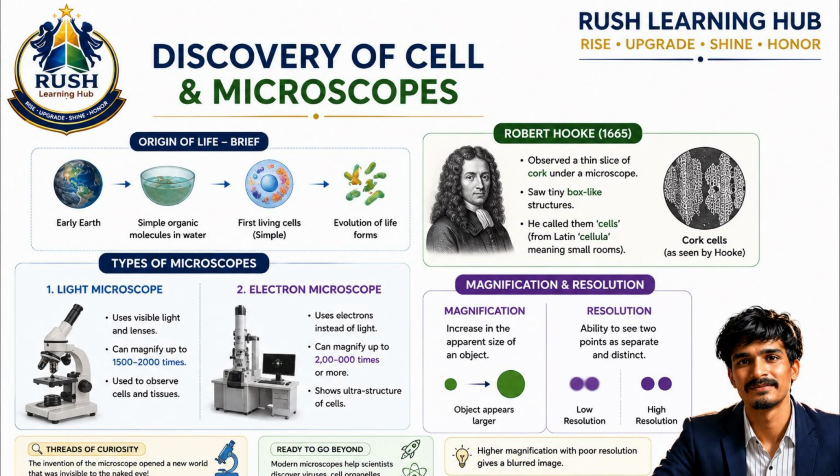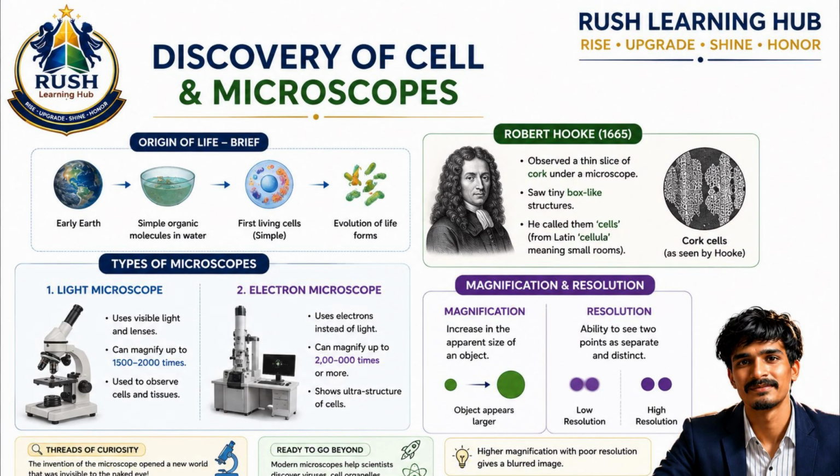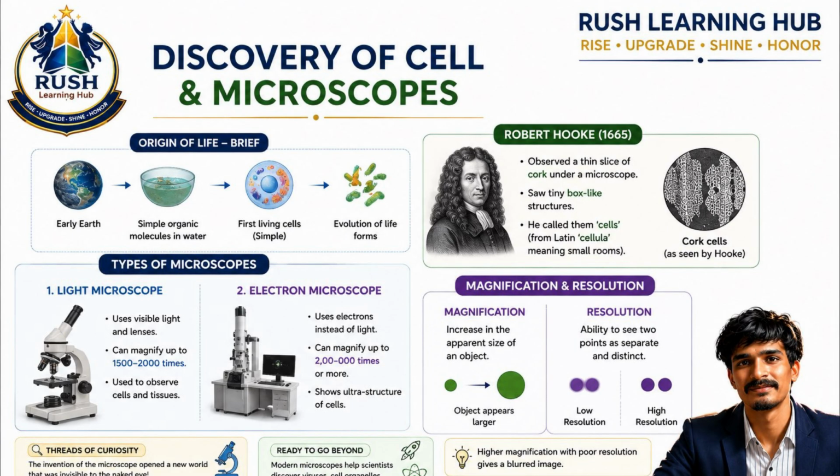The first is the light microscope. A light microscope uses visible light and a system of lenses to magnify objects. It is commonly used in schools, colleges, hospitals, and research laboratories. With a light microscope, scientists can observe cells, tissues, and many microorganisms. However, there is a limit to how much a light microscope can magnify because visible light has a limited wavelength.